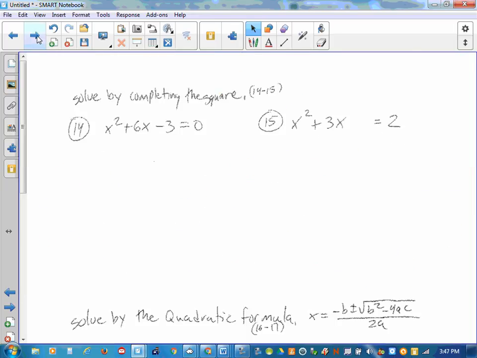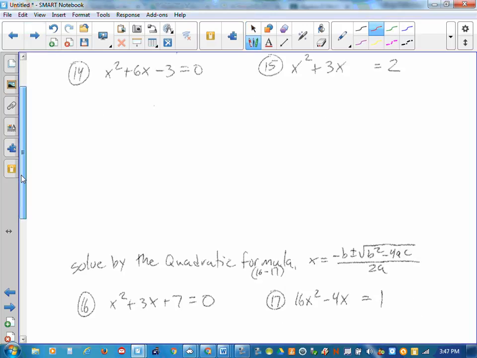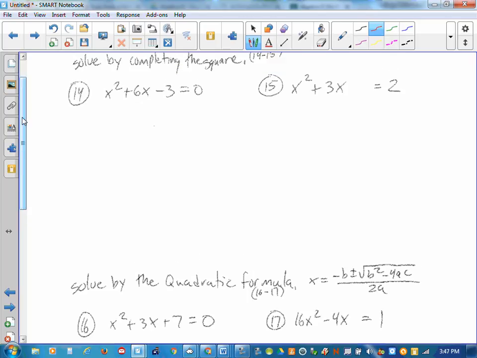Okay, solving by completing the square. Solving by completing the square, you have to worry about the middle here. So we're going to take half the middle square, but I can't do that until I move the 3 over because I have to have a blank space. To move the 3 over, it's minus 3. I'm going to add the 3 over.